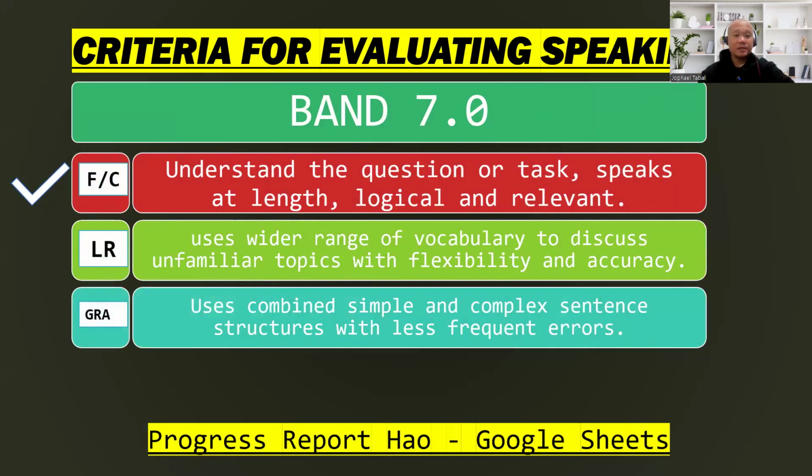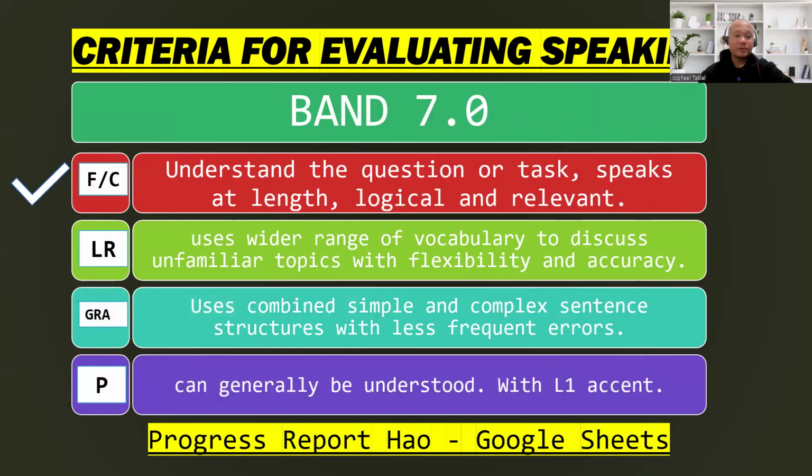Now let's check how to get a band 7 for each criterion. For fluency and coherence, the candidate must understand the question or task, speak at length, and the answer must be logical and relevant.